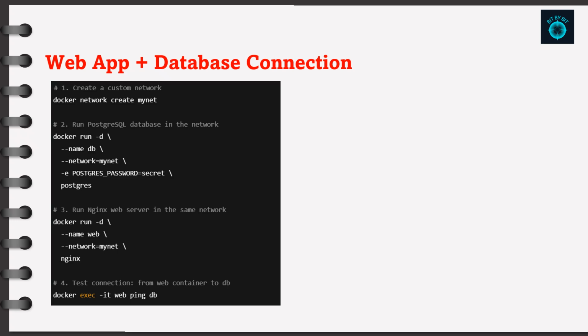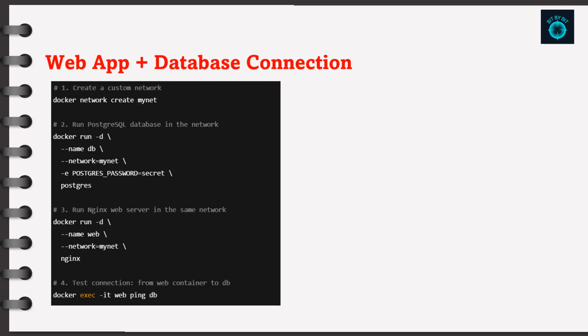Step 3. Run the web container. Type docker run -d --name web --network=mynet nginx. This starts nginx, which is a very popular web server. It's named web and is also connected to the mynet network. Step 4. Test the connection. Run docker exec -it web ping db.